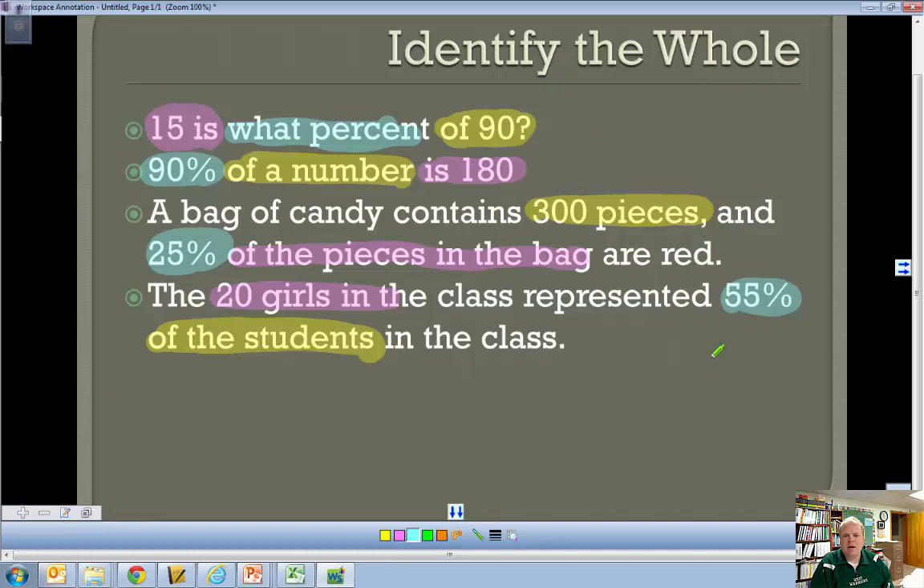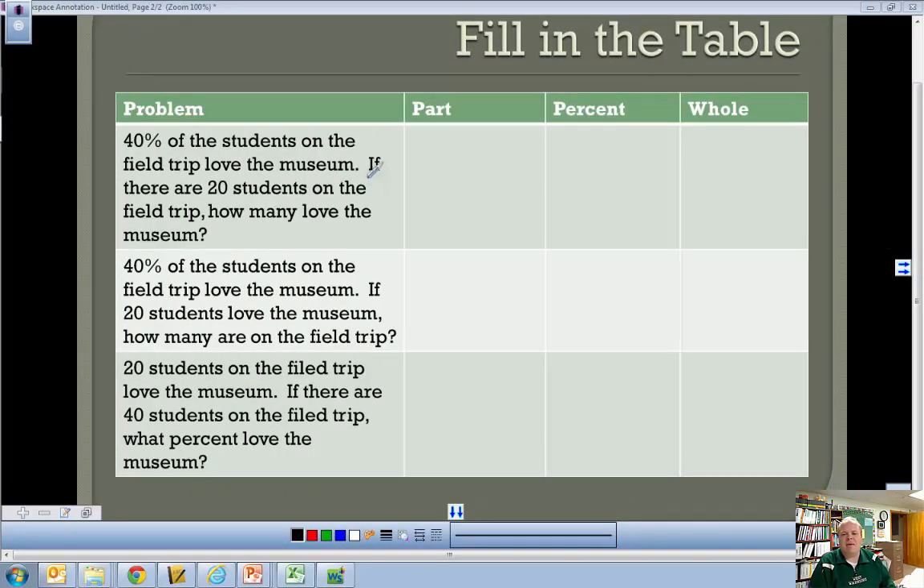Okay. So we went just a little bit beyond. We didn't just talk about the whole. We talked about the whole, the part, and the percent, and looked at 4 different problems. Okay, let's kind of do the same thing again. Well, I'm going to give you some hints. Sometimes the word is talks about the part, and sometimes the word of talks about the whole. In this chart, we're going to fill out the part, the percent, and the whole.